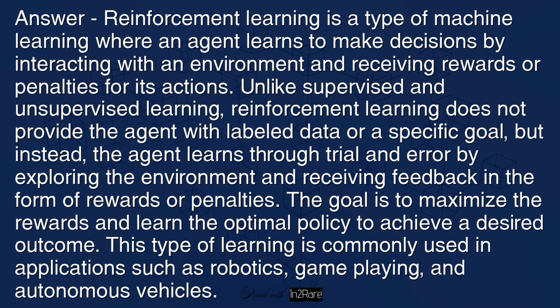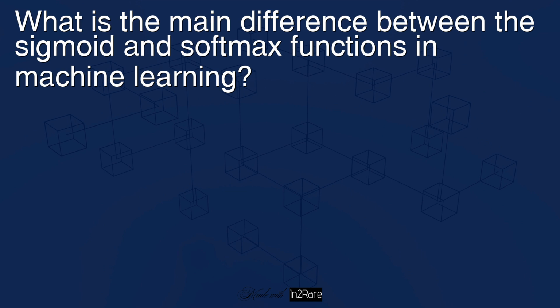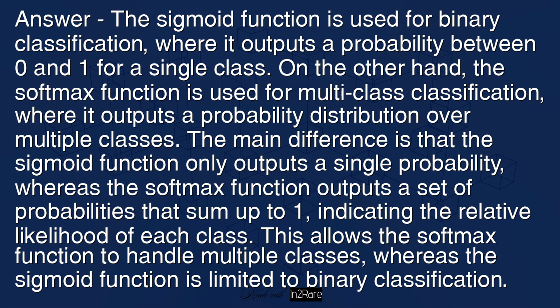This type of learning is commonly used in applications such as robotics, game playing, and autonomous vehicles. What is the main difference between the sigmoid and softmax functions in machine learning? Answer: the sigmoid function is used for binary classification, where it outputs a probability between 0 and 1 for a single class.